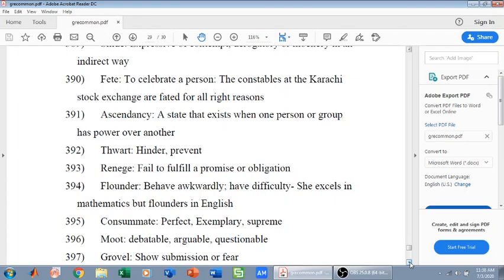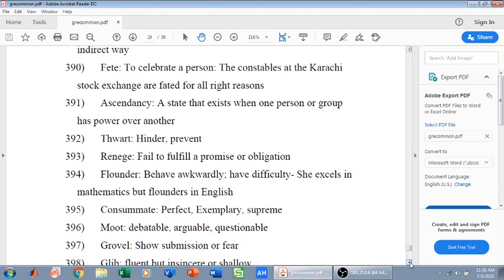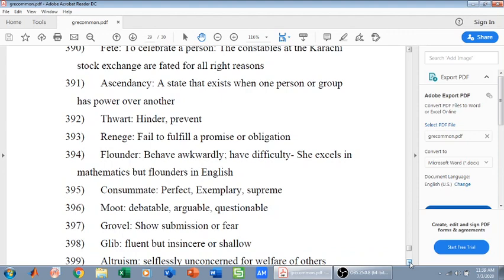So moot means something that is debatable, something which is not confirmed, something which is not authentic, something which is arguable, something which is questionable. For example, the claim that smart lockdown was helpful or it was advantageous is moot. Fine. Why is it moot? Because it's arguable. Some people will say that it was advantageous, others will say that it was very disadvantageous. Grovel means to show submission or fear. Show submission or fear. Grovel.